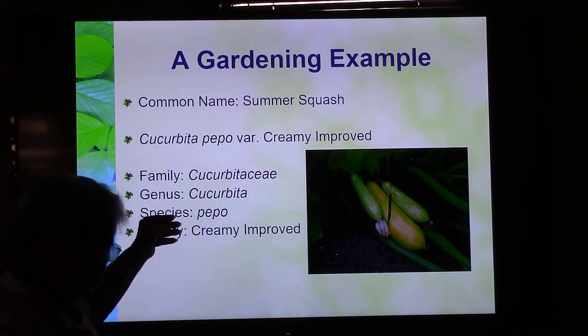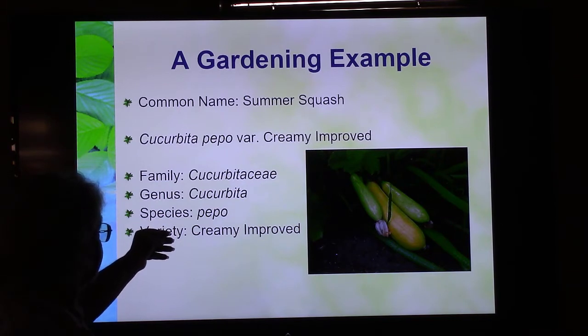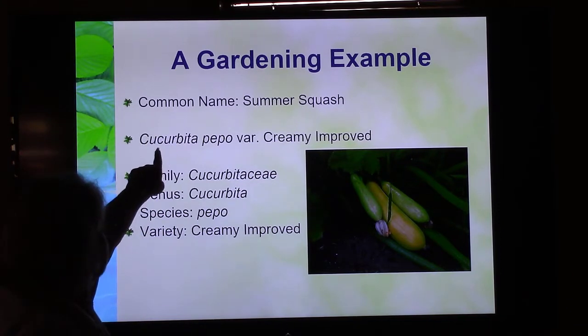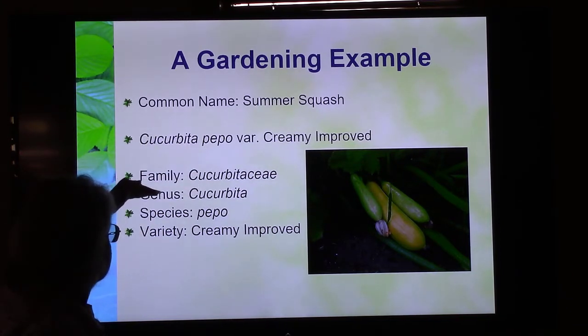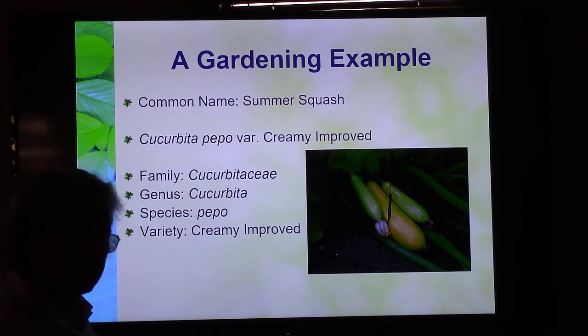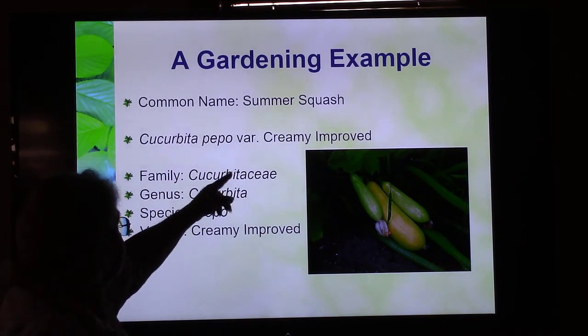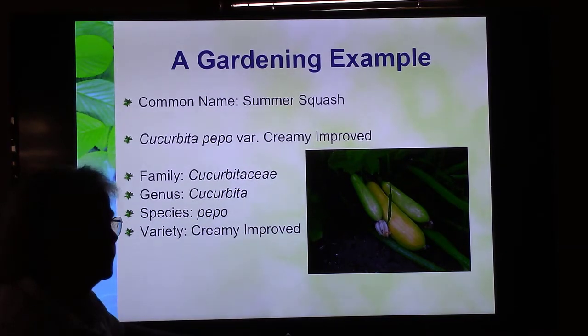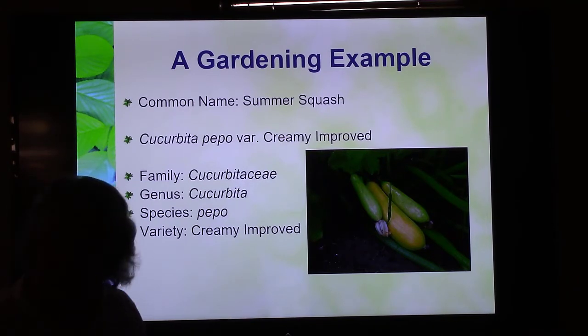A scientific name is made up of the genus word and the species word. Cucurbita pepo, genus and species. And then if there is a variety, you can add that. Now, does that sound like English? No, not English. Most scientific names come from either Latin or Greek, okay?